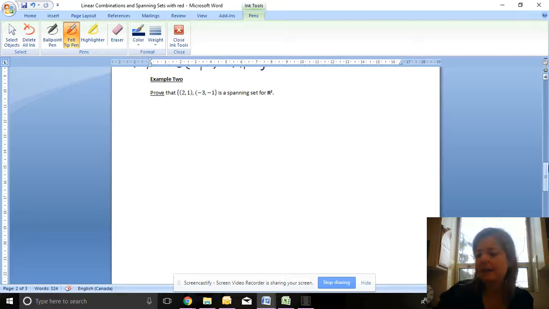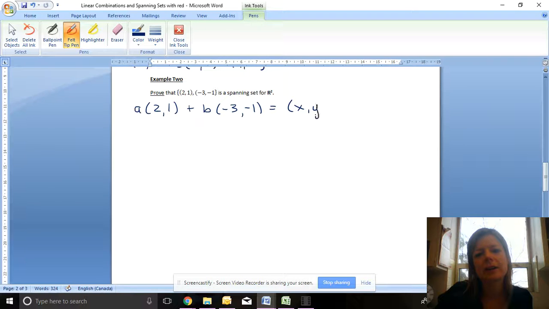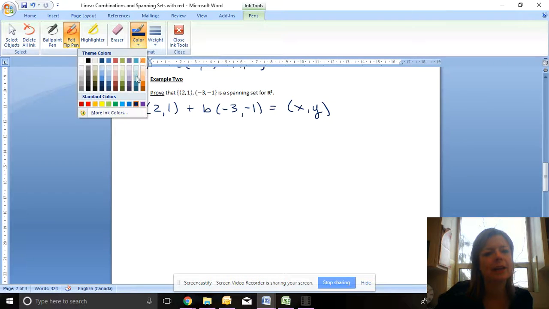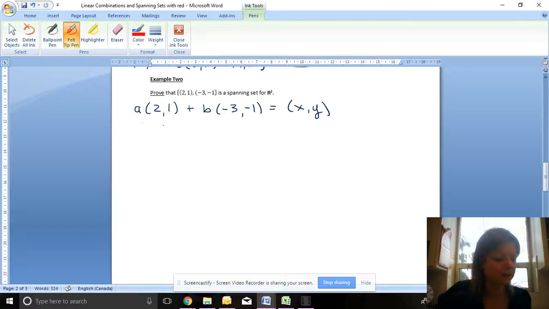So what that means is that these two vectors actually can create any vector that you want in R2. So this means that we would have some a value in front of (2, 1), plus some b value in front of (-3, -1), to create any vector (x, y) in R2. So let me explain this underneath.